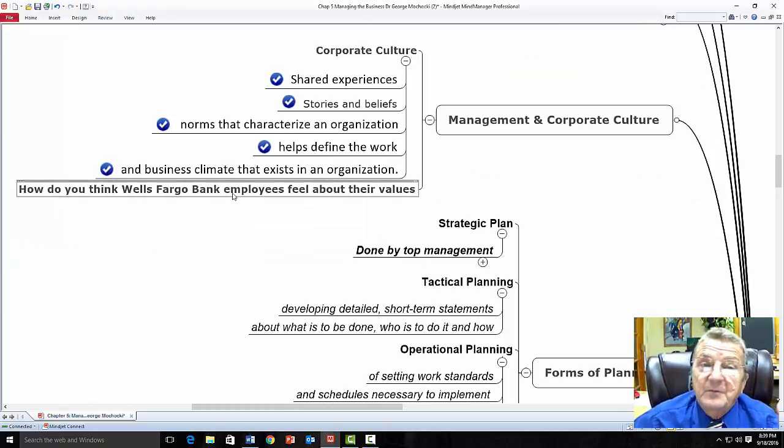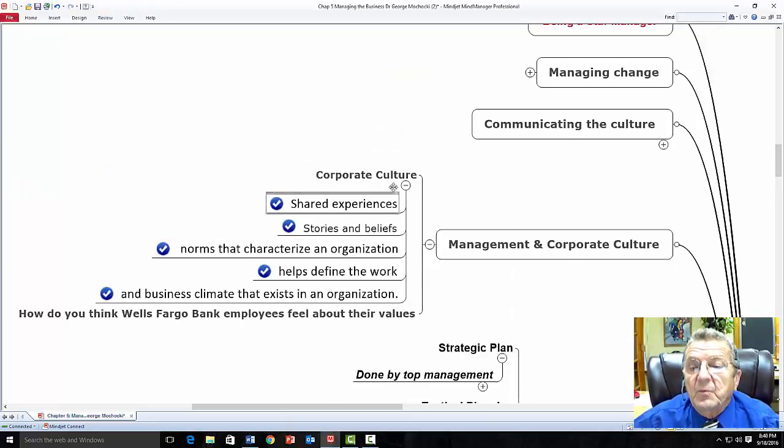Take Wells Fargo, how do you think the employees think about their culture? Wells Fargo was with the stagecoach, they were honest, protecting, and everything else. This kind of hurt their name image or their brand image.